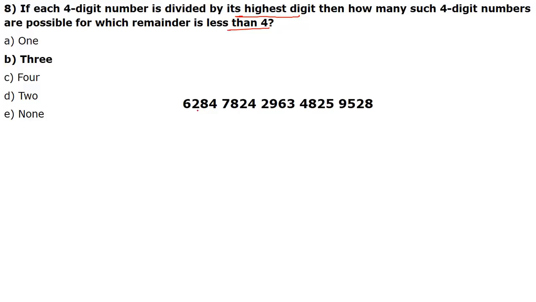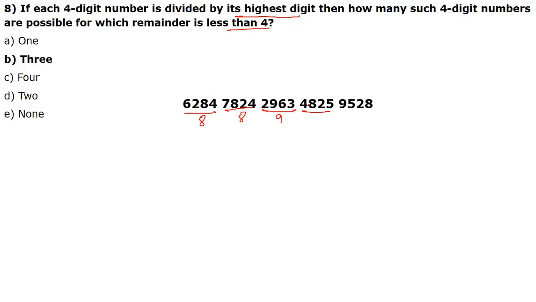So 6284. Out of 6284, the highest number would be 8 here. So therefore, we have to divide this number by 8. The same as 7824. So 7824, when you are going to divide, you have to divide it by the highest number. The highest number here is 8. Again, you have to divide it by 8. The next one is 2963. 2963, when you are going to divide it, you have to divide it by 9 because 9 is the highest number. The next one is 4825.